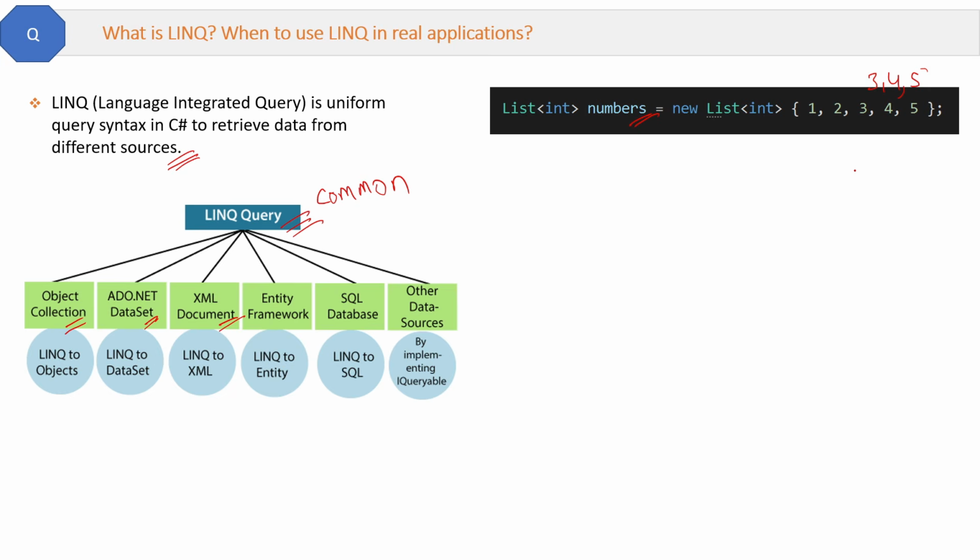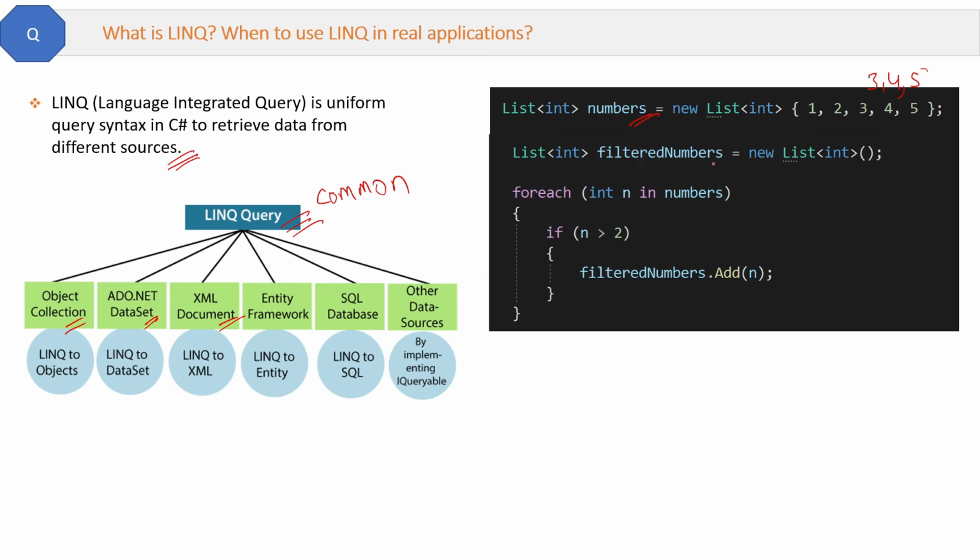For that, normally we will create one more list named filtered list. Then with the help of a foreach loop, we will iterate the main numbers list. Then we will check whether the number is greater than 2. If yes, then we will add the number to the filtered list. And finally, after repeated iteration, we will get the new filtered list. Okay, but this is the normal approach. But we do not like normal things, we like to do efficient things.